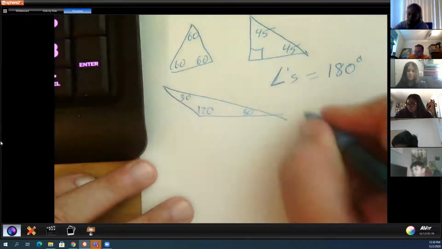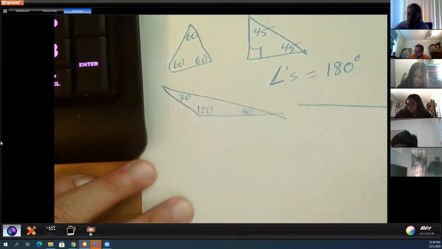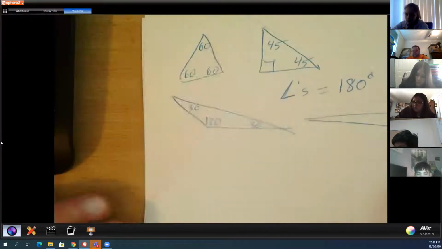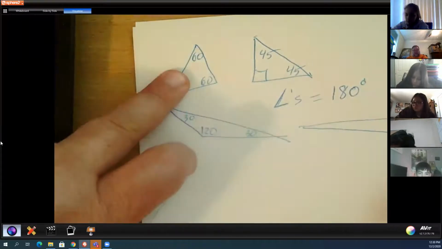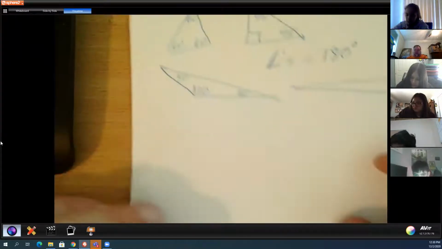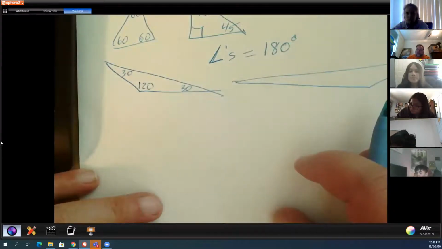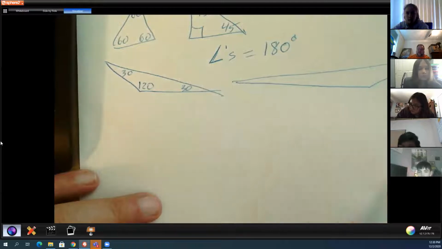It doesn't matter if it looks like something super skinny like that, right? It doesn't matter if it's a right triangle or an equilateral triangle or whatever. All triangles are going to have all their internal angles add up to 180 degrees.